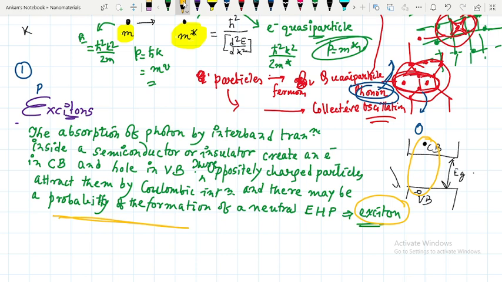Now, it is very important to remember that the exciton, don't get confused, is different from the polaron.